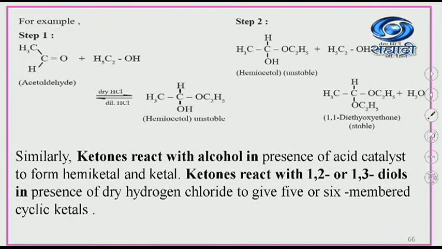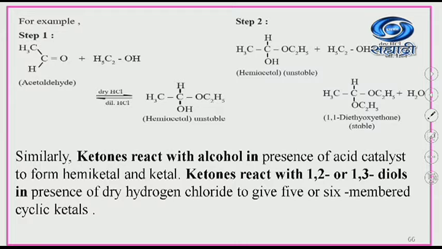For example, here we will see step number 1, that is acetaldehyde, CH3CHO plus C2H5OH. This is ethyl alcohol. When it is treated with dry HCl, dry HCl meaning free from water molecule, then you are getting CH3CH(OC2H5)OH. That is the hemiacetal, an unstable product. So there is only one alkoxy group, that is the ethoxy group, C2H5O. So it is known as a hemiacetal. Then when this hemiacetal is treated with dilute HCl, you will get the original products, that is acetaldehyde and alcohol.